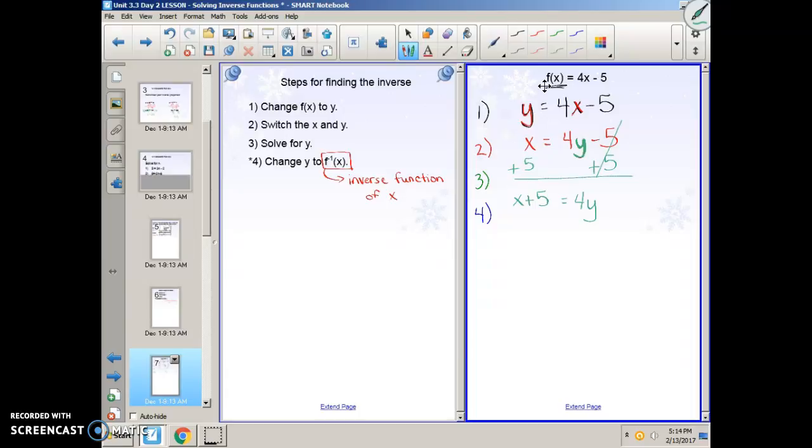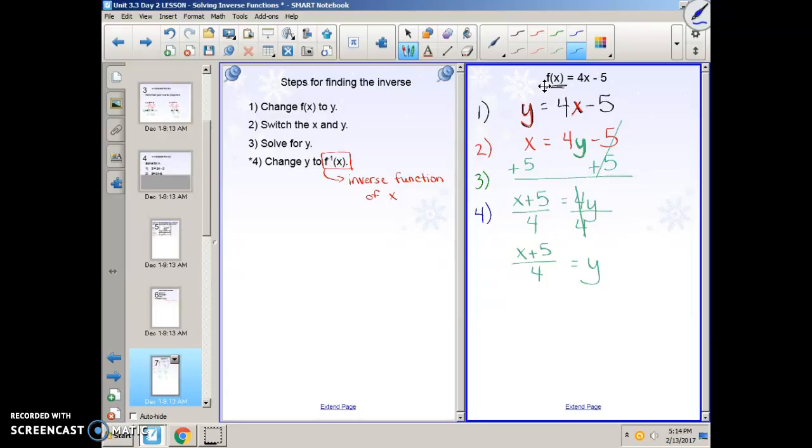No, they do not become 5x. 5x means 5 times x. X plus 5 means x plus 5, so don't change it. I got to get y by itself. Well, right now it's being multiplied by 4, so opposite of multiplying is dividing. That's going to go away. So I have y equals x plus 5 over 4. I'm not going to try and simplify it. It's perfect the way it is. Leave it. Pause if you need to.